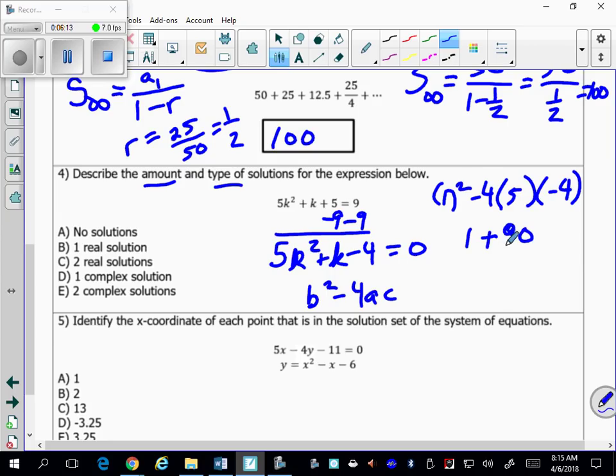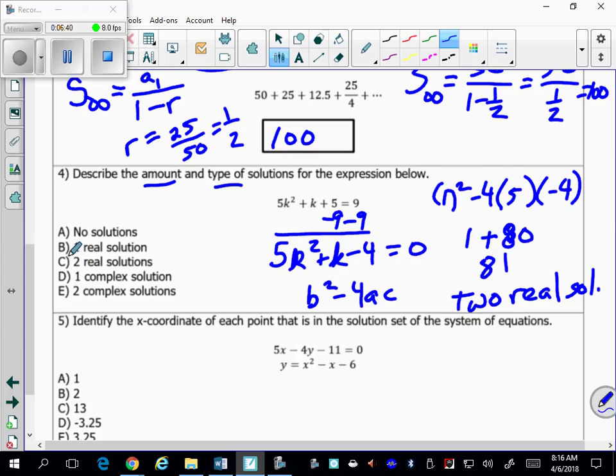So that's 81. So b squared minus 4ac, that's called the discriminant. And that's a positive number. That means that if you were to work out the whole quadratic formula, you will get 2 real solutions. If this is a negative number, that means you're going to get 2 imaginary solutions. And if this becomes 0, then you'll get 1 real solution. So in this case, we get 2 real solutions.